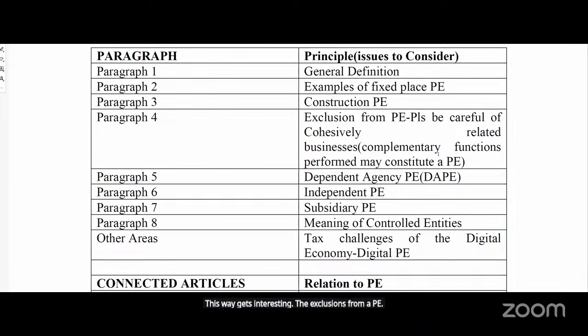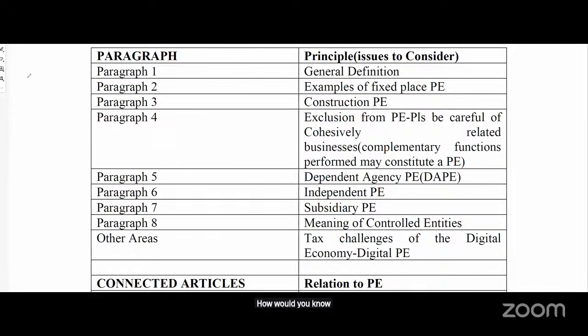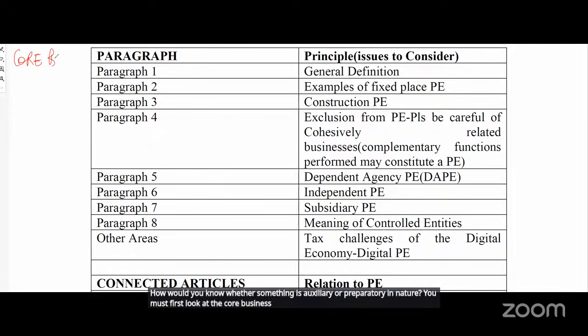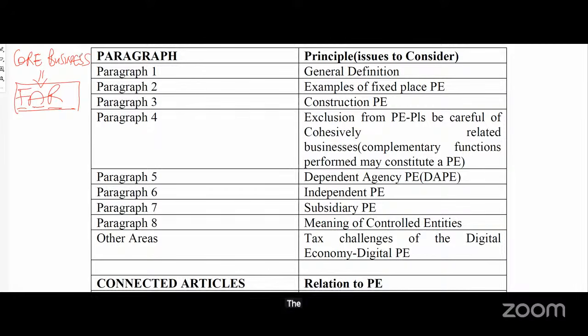So anything that is auxiliary or preparatory in nature. When we say auxiliary, how would you know whether something is auxiliary or preparatory in nature? You must first look at the core business. And how do you know a core business? You must actually look at what? The FAR that we looked at in transfer pricing, the functional analysis: the functions, assets, and risks taken by the business. That will tell you what the core business is.